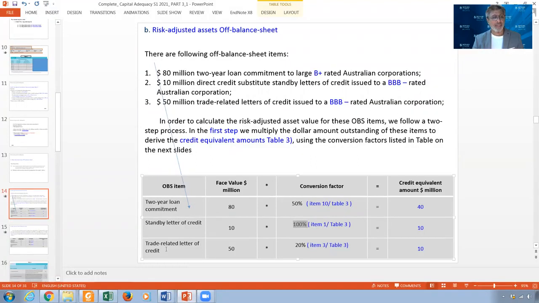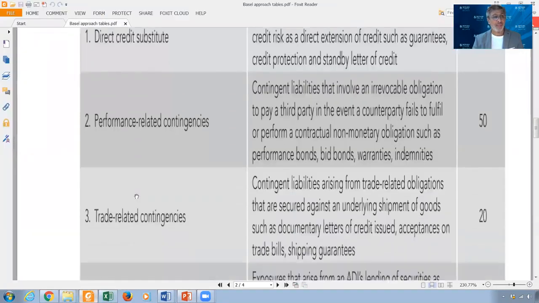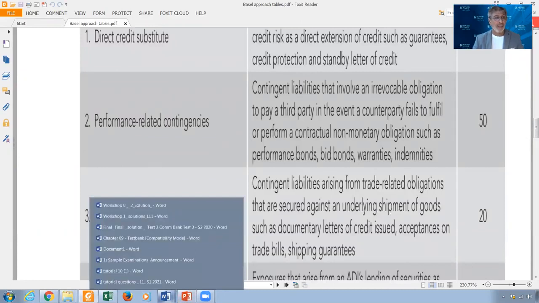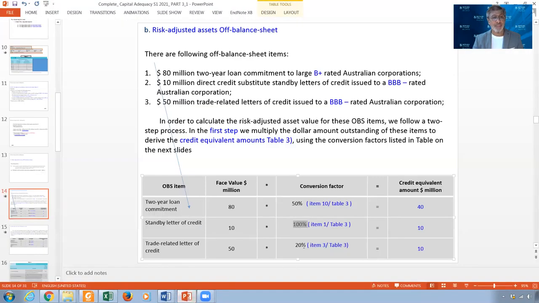Then we have trade related, which is item 3. We will discuss this in the tutorial in detail. And if you see in table 3, trade related contingencies, which is 20%, I did the 20%, and then I move, and you can see it's 20%. So now I get the credit equivalent, which is step 1. So I get 40, 10, 10.